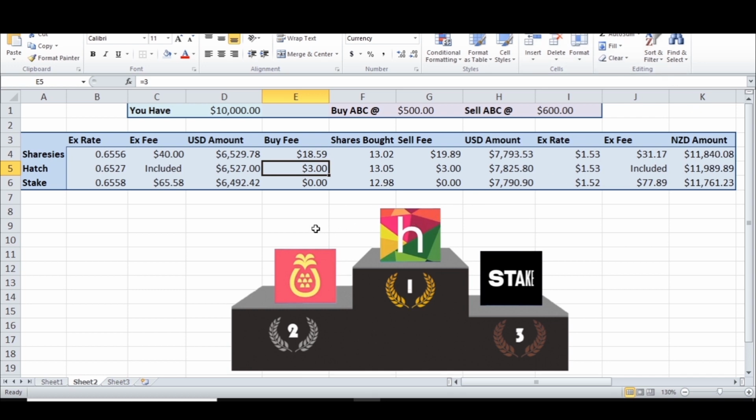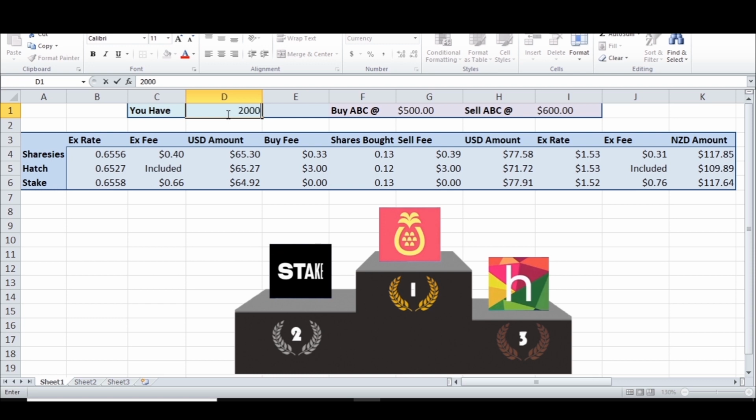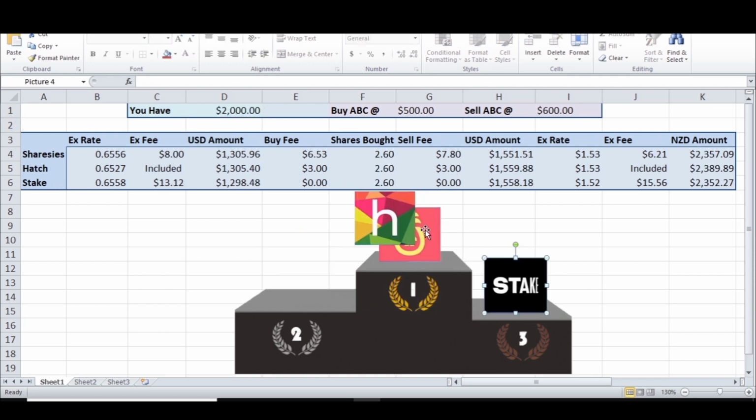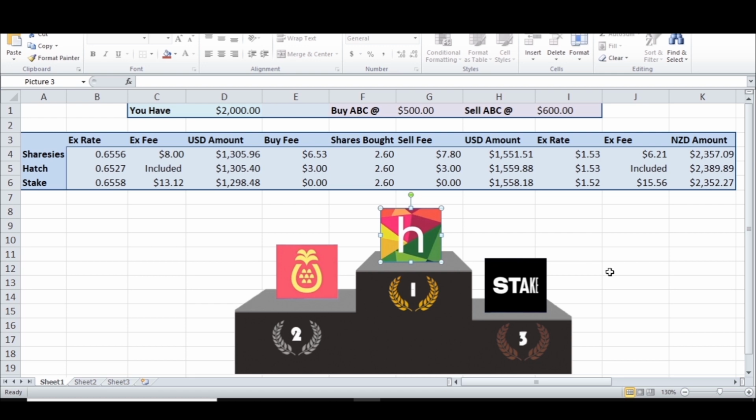So Hedge takes the number one spot here as well. Just like what happened in our $2,000 example. So if we change this to $2,000 again, Hedge is our clear winner. Stake at last and Sharesies at number 2. But it really all depends on you on who takes which place in the podium.